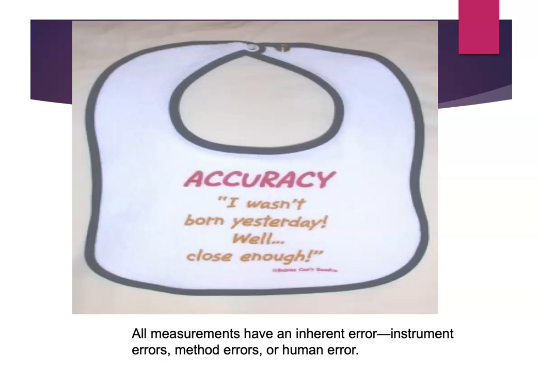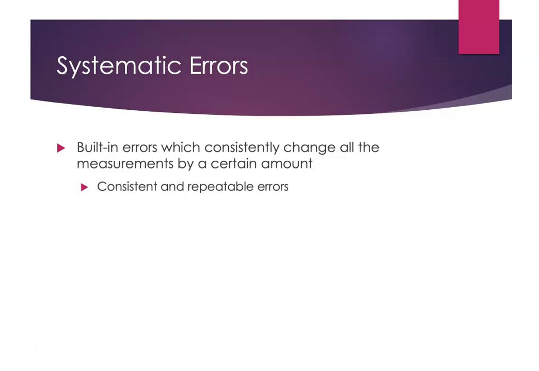Perfect doesn't exist. We can have systematic errors. And what I mean by a systematic error is that they're consistent errors. They're built-in errors, part of the procedure, that consistently change all the measurements by a certain amount because you didn't quite do something correctly. Like I said, they're consistent and repeatable, and that means we can predict how this error will affect the magnitude of the measurement.